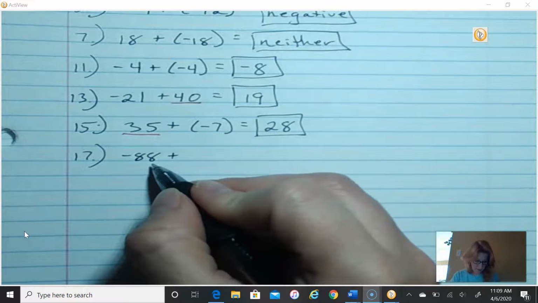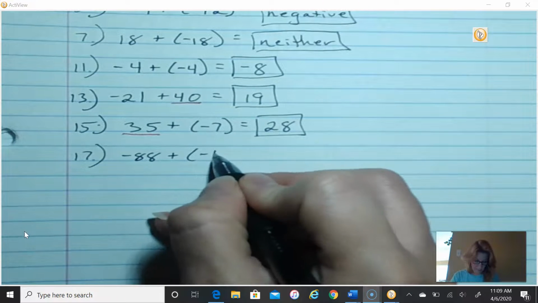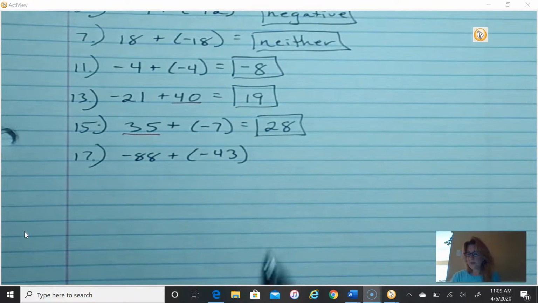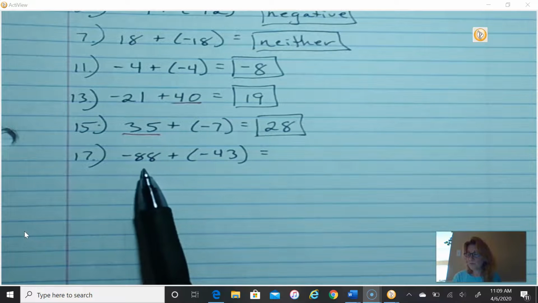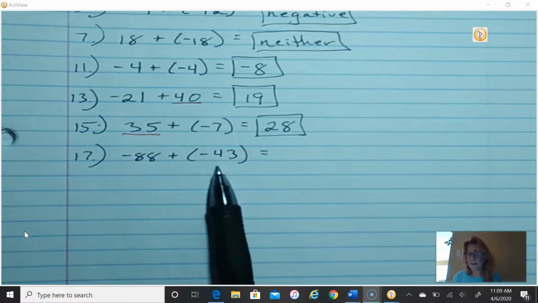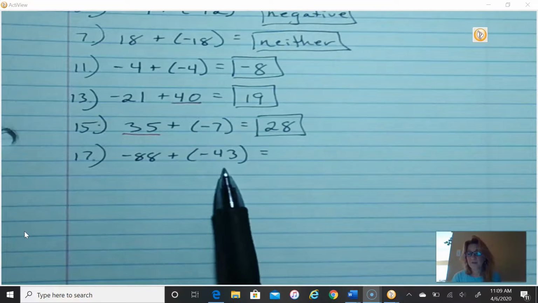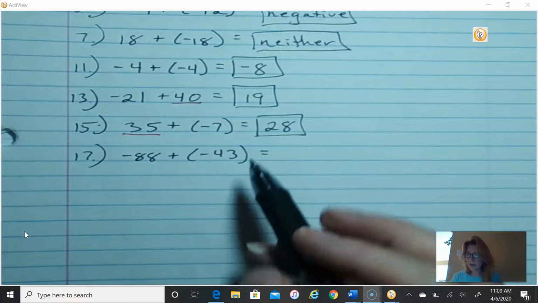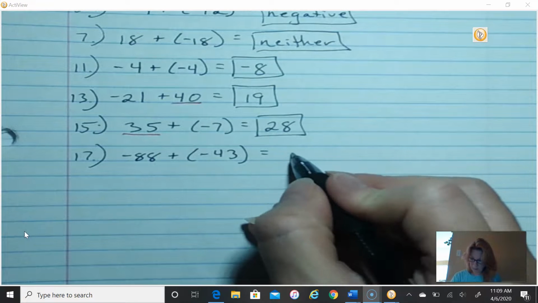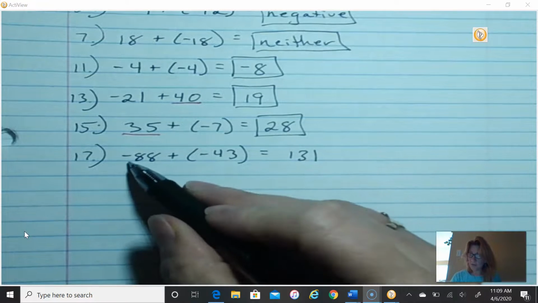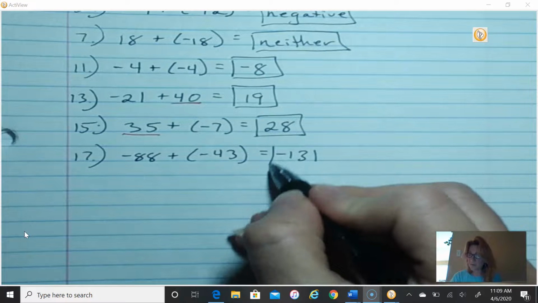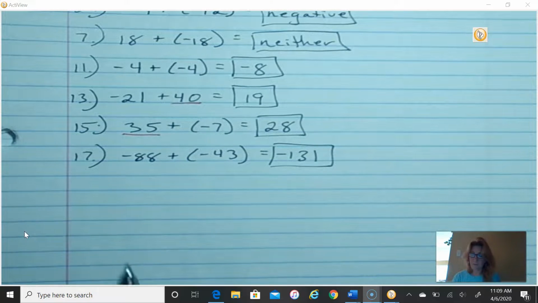All right, negative 88 plus negative 43. Okay, pause. All right, that's a negative and that's a negative. When the signs are the same, we add and keep the sign. So 88 plus 43 is 131. They're both negative, so therefore the answer is negative.